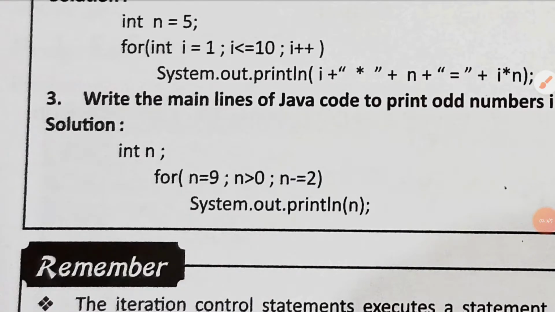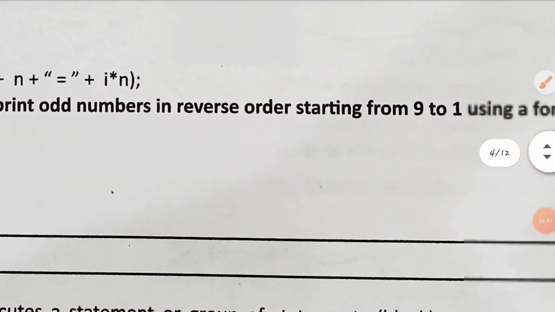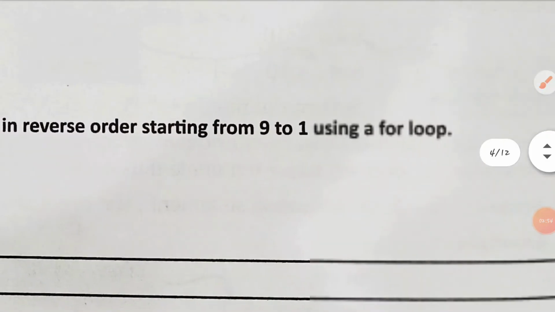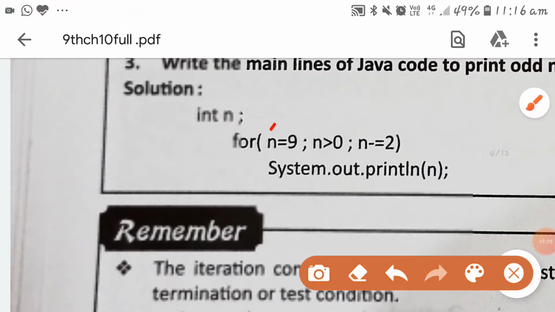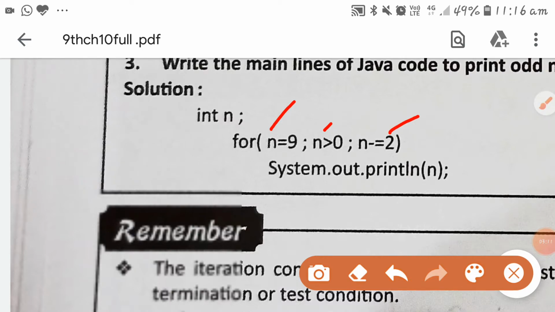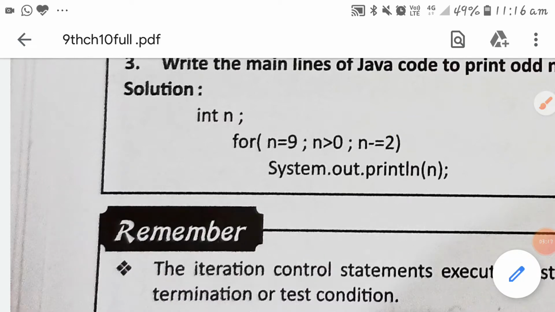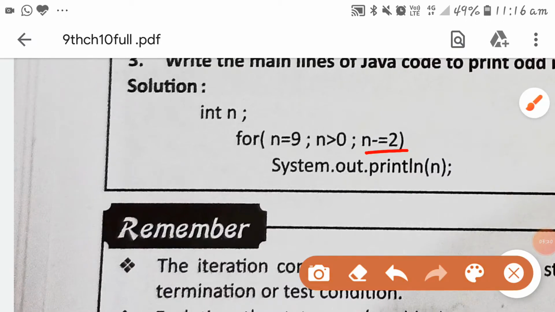So now next is: write the main lines of Java code to print odd numbers in reverse order, starting from 9 to 1 using a for loop. So starting with integer n, for n equal to 9, n greater than 0. This I have already discussed in my program also, and decreased by 2. So you can also write it like this, n equal to n minus 2, or you can write it this way, and after that the value of n is printed.